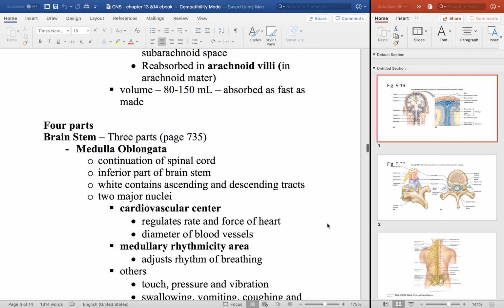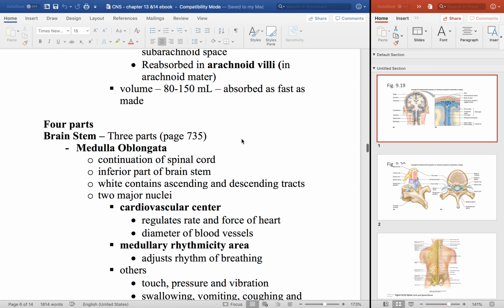Okay, the next thing we're going to talk about are the 4 parts of the midbrain. There's actually 3 parts of the midbrain, sorry. I said that. Forget everything I just said. Next time we're going to be talking about the brainstem.